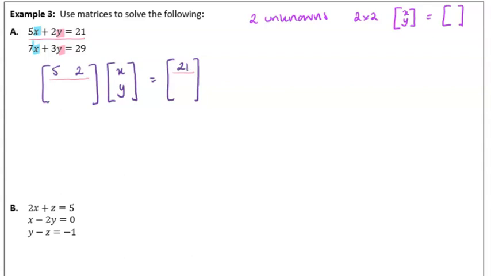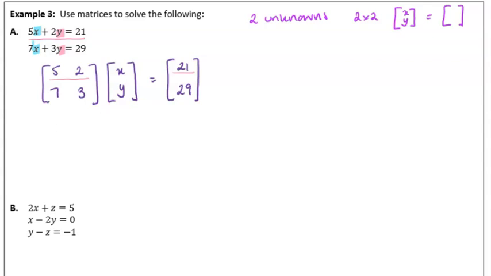And then we'll do the same thing for the second equation. So we have 7x, so 7 in that row 2, column 1, 3y, so a 3 in row 2, column 2, and that 7x plus 3y equals 29. So that goes in our row 2, column 1 of our answer matrix. And so there's our setup.